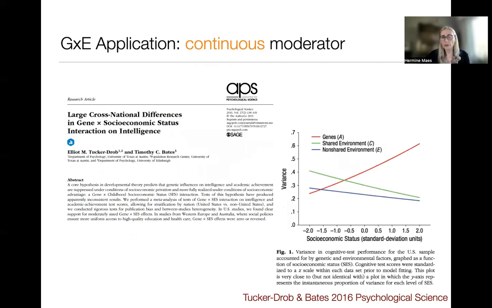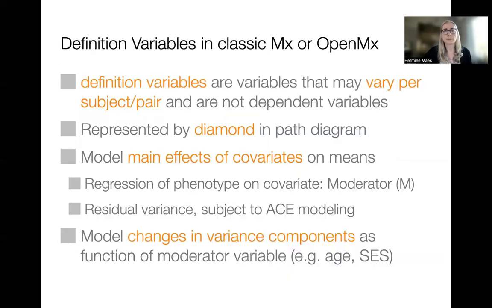This result was replicated about 10 years later by Tucker-Drob and Timothy Bates in a mega-analysis, where again, they find that the genetic variance is increasing whilst the shared and the non-shared environmental variance decreases as a function of socioeconomic status. They also show a variety of ways in which we can plot this appropriately.